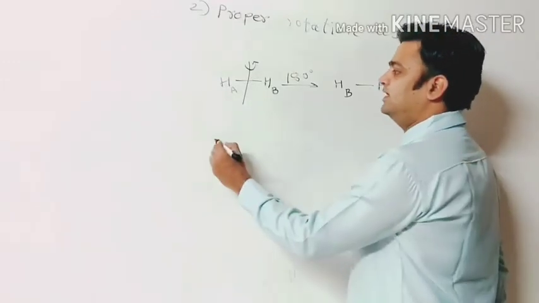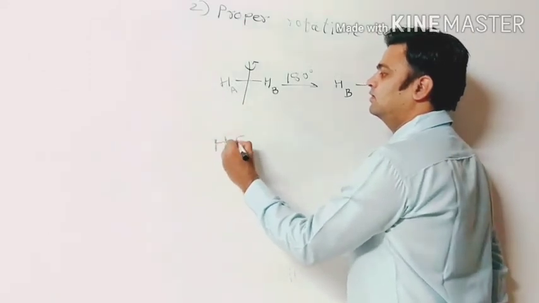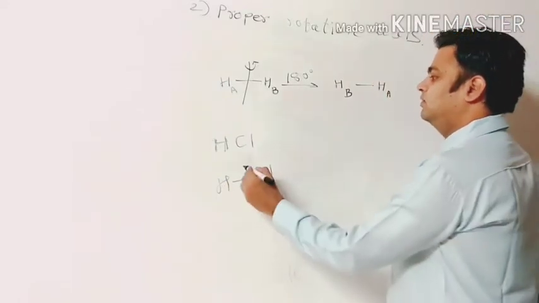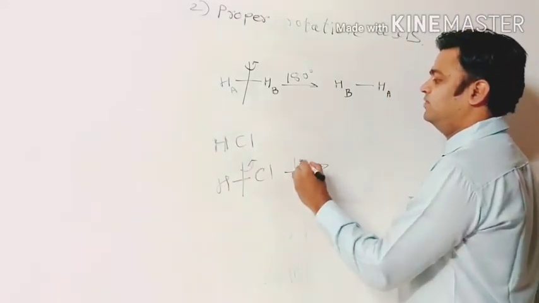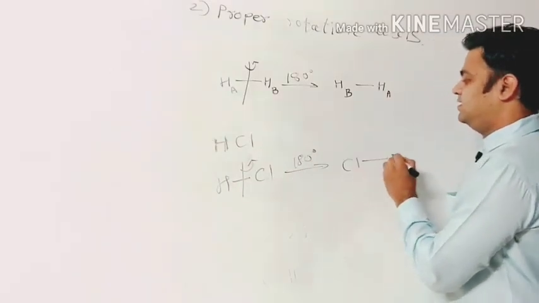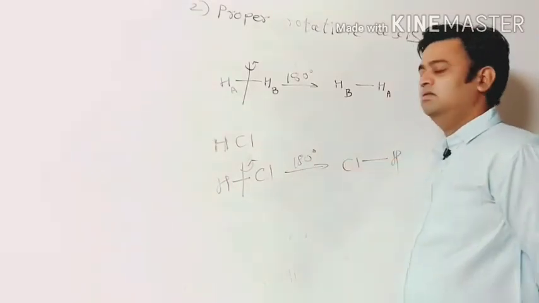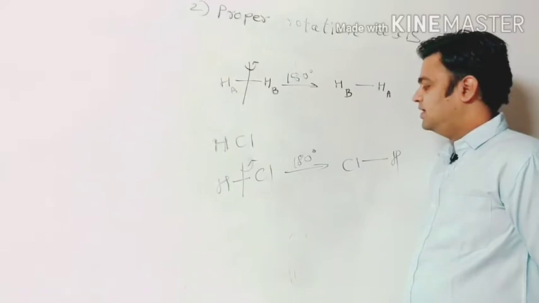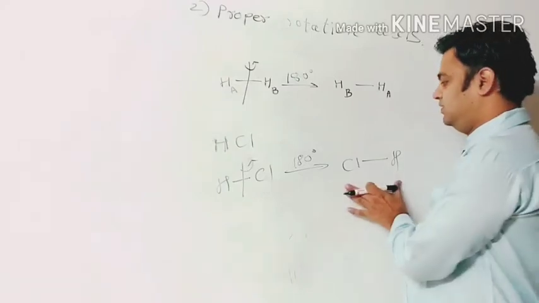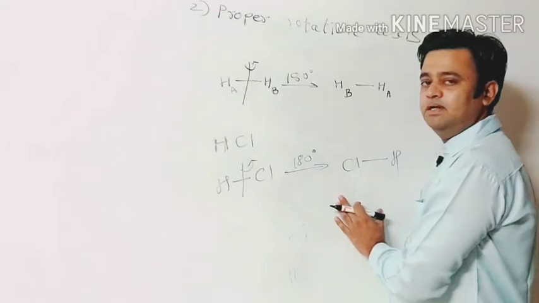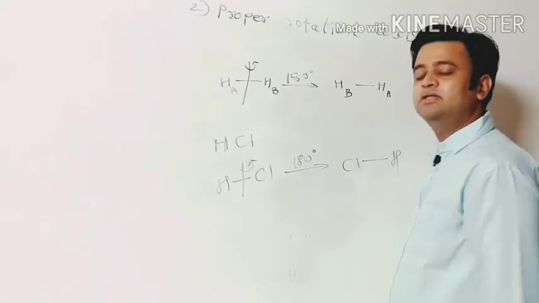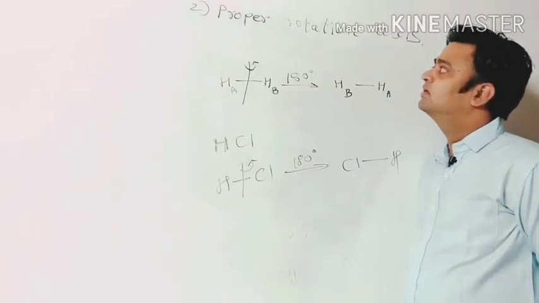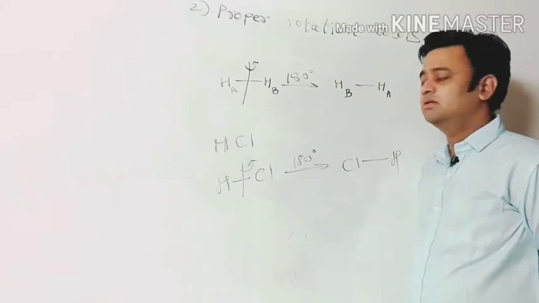Now take another molecule HCl. Yes, we can rotate it through 180 degree. We get Cl and H. And the molecule possesses axis of rotation. No doubt, these two are not identical but are equivalent. These two show equivalent configuration, and the molecule is said to possess proper rotation axis.